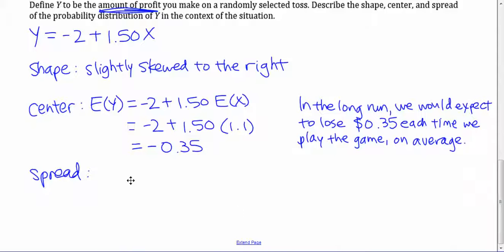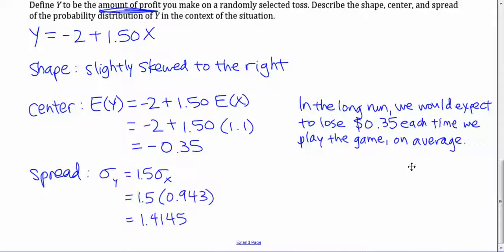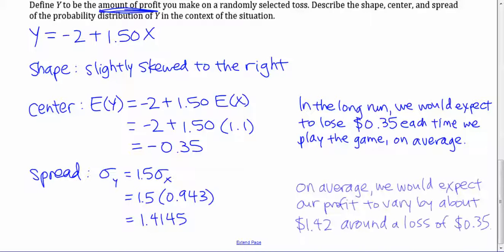For the spread, what would I expect to happen? So hopefully you showed me some calculations, maybe something like this. And for the interpretation of this, describing this in context, you'd say something like, on average, you'd expect your profit to vary by around $1.42, around a loss of 35 cents.